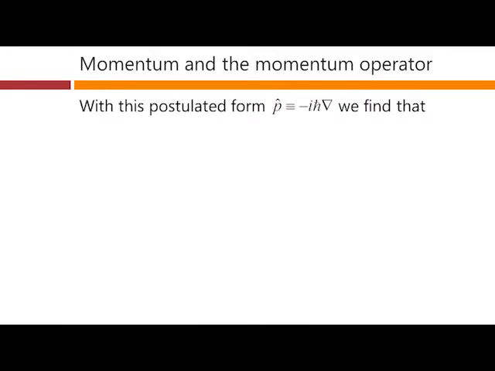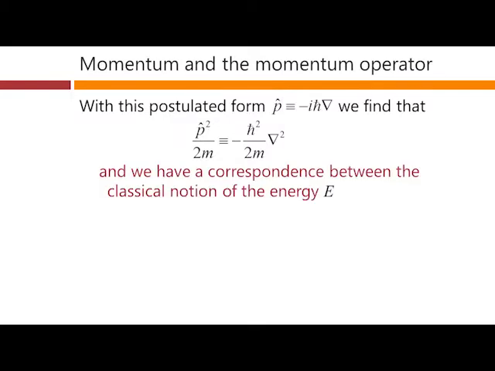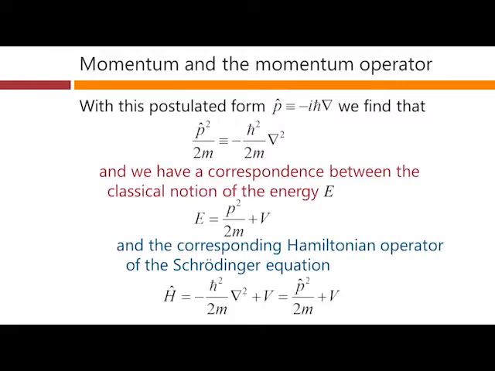With this postulated form, that our momentum operator is minus i h bar times the gradient operator, we find that if we simply square this operator and put it over 2m, then what we have is minus h bar squared over 2m times del squared. And of course, we recognize that from being part of Schrödinger's equation. We see, therefore, that with this choice, which we have just postulated, we're beginning to see a correspondence between the classical notion of the energy, E, which is p squared over 2m in classical mechanics plus V, the potential, and the corresponding Hamiltonian operator of the Schrödinger equation. So the Hamiltonian operator with the hat is minus h bar squared over 2m del squared plus V. We could rewrite that with our new definition of the momentum operator as the momentum operator squared over 2m plus V.